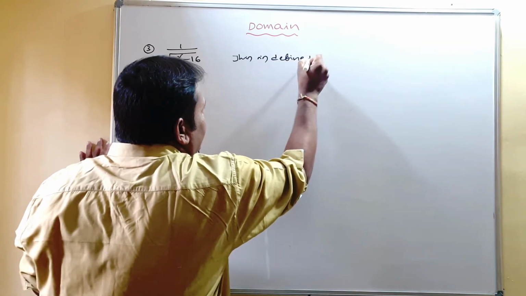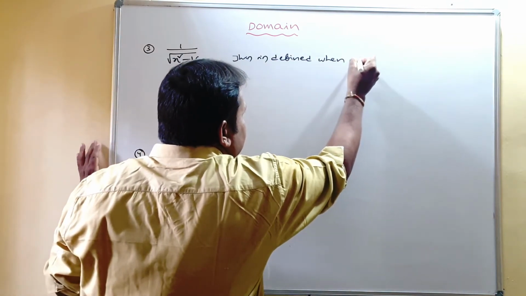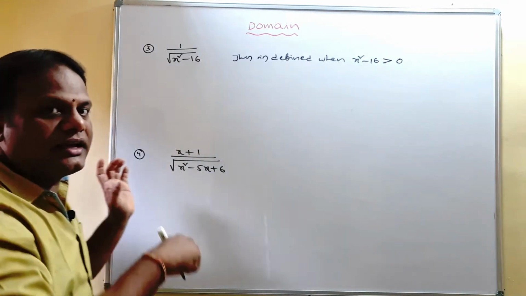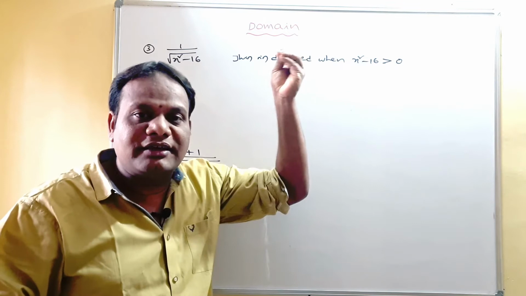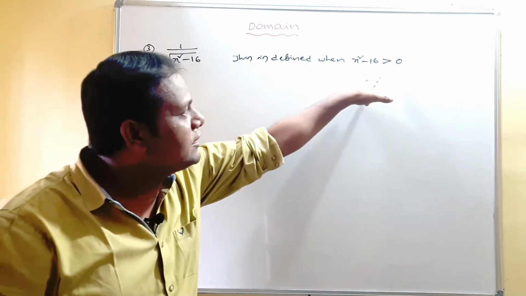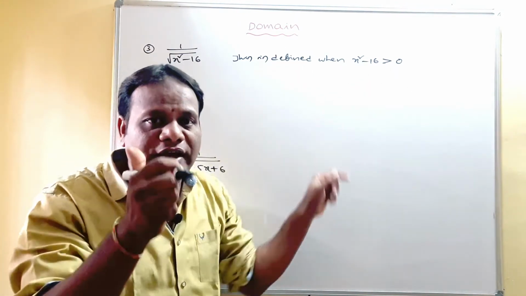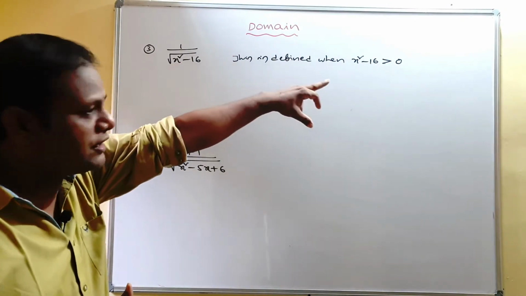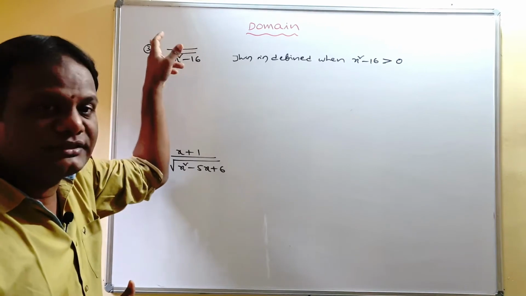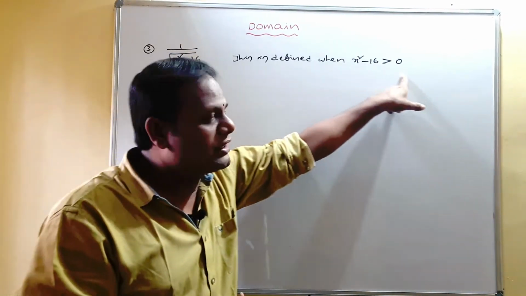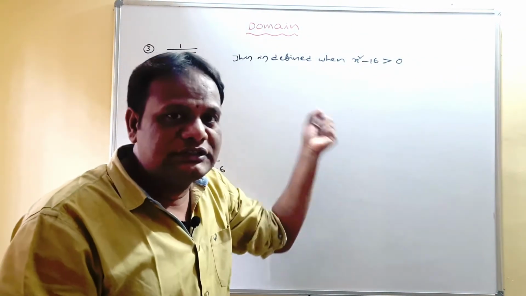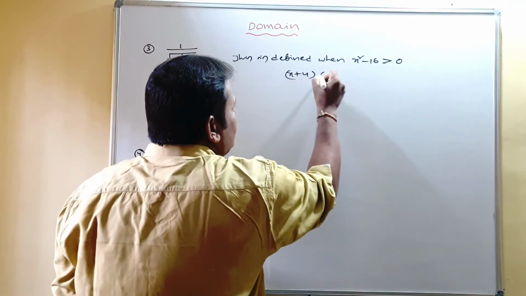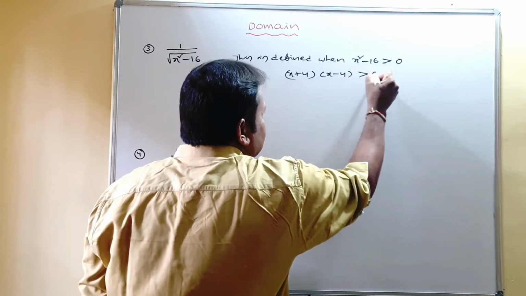This is defined when x square minus 16 is only greater than 0. Earlier I had taken greater than or equal to 0, but this time I have taken only greater than 0. Why? Because this is in the denominator. If I take it equal to 0, then in the denominator you get 0. Now you have to do simplification. Can I take it as x plus 4 into x minus 4 greater than 0?